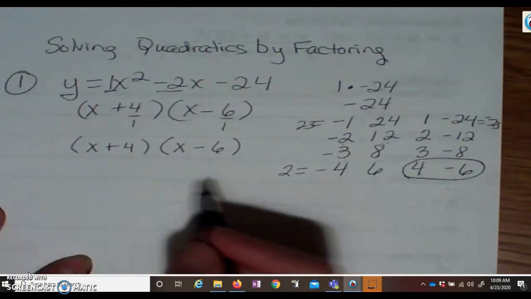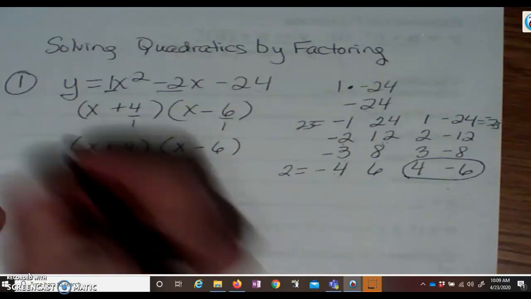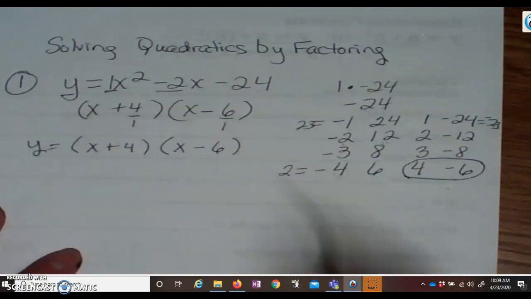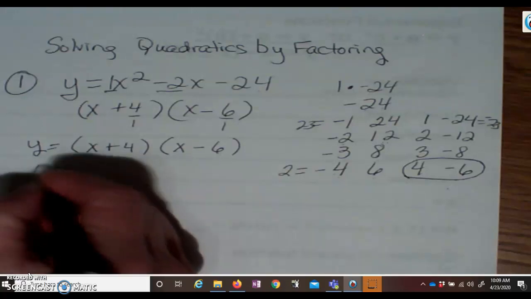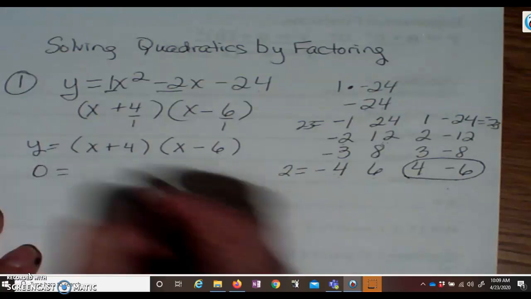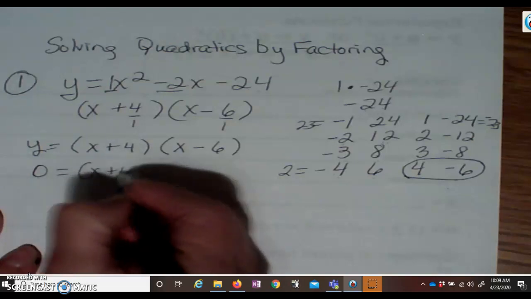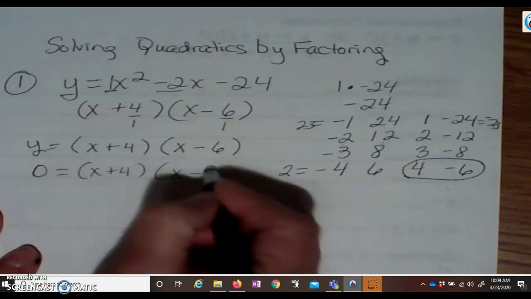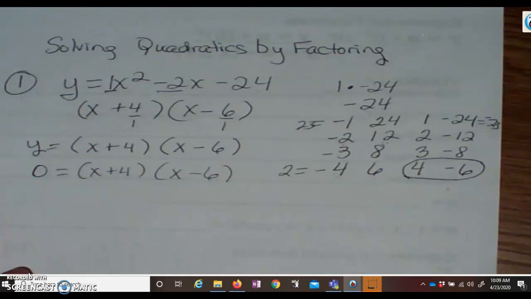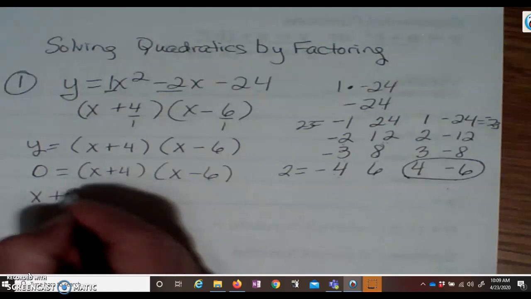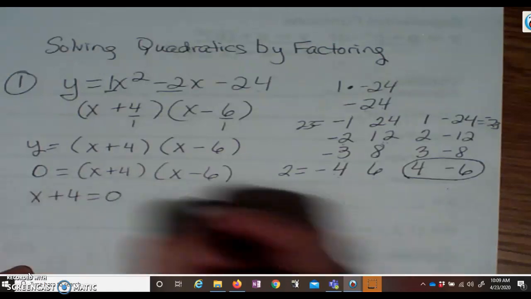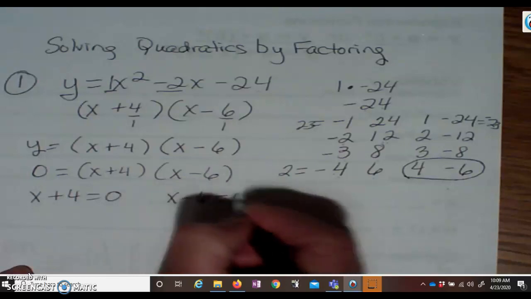Okay, so now I want to solve this. Right now all I did was factor. When you solve, what you're doing is you're setting the y variable equal to 0. Okay, so now I have this problem right here. I want to find the x's when the y is 0. So I'm going to take each factor and set it to 0. So x plus 4 equals 0 and x minus 6 equals 0.